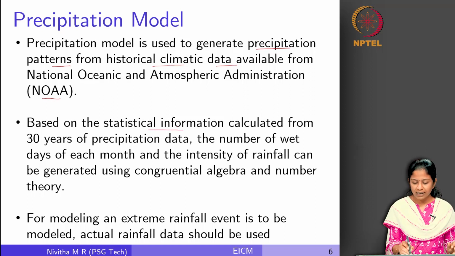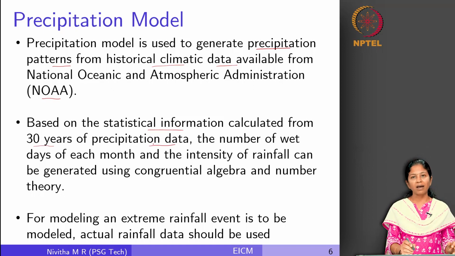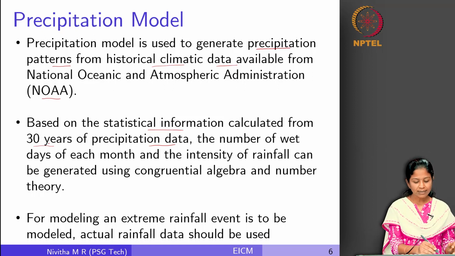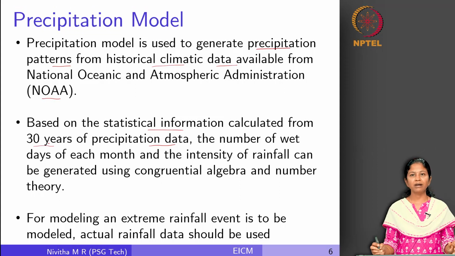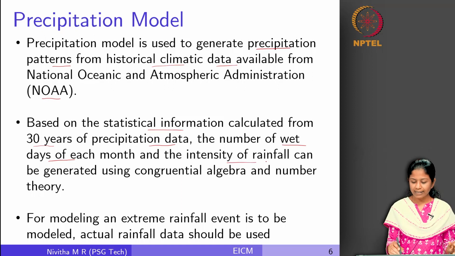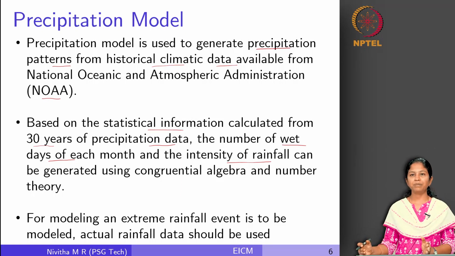Then based on statistical information which is calculated from 30 years of precipitation data. So we need a large database. Even in the case of air temperature prediction, we need a large database. If you have to train your artificial neural network, you have to validate it. For all those processes, we need a large data set. So at least 30 years of precipitation data is used here in the precipitation model. So the number of wet days of each month and the intensity of rainfall can be calculated, right. So in a given year, how many days we will experience rainfall and what is the intensity of rainfall in those durations. So that will be obtained.